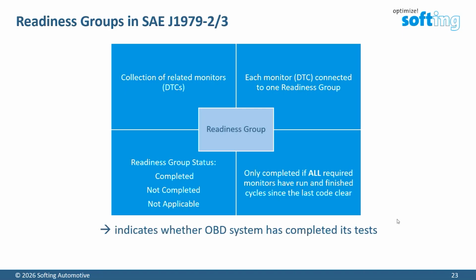And that indicates whether the OBD system has completed its tests. And it is a DTC-based readiness. It's not just one bit. The DTC code and the DTC text give us much more information about where the problem can be found.